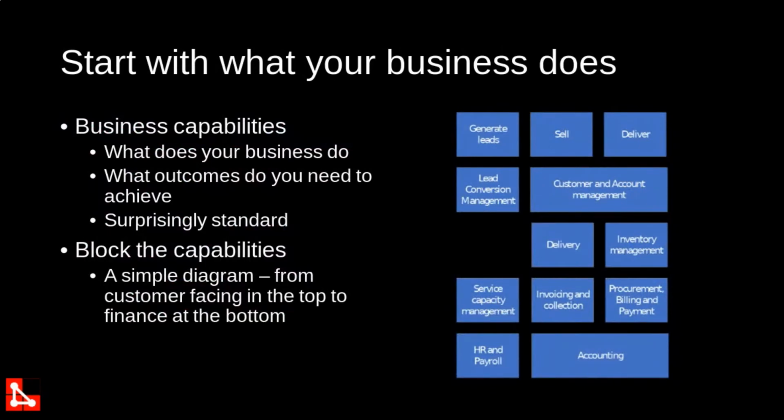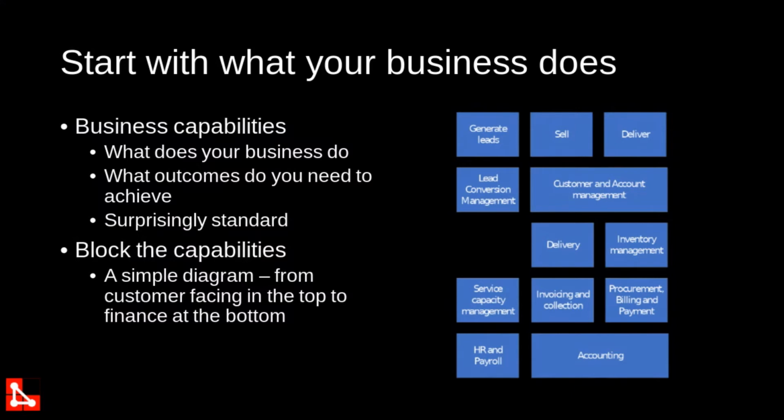The example given here is a very generic example, right? But look at your business. What does your business actually do and what outcome do you want to achieve? And what you'll find is it's surprisingly standard. 80% of the business will have exactly the same capabilities map. Maybe a little bit different between a manufacturer and a service provider because you have different capabilities. But overall, you got something to acquire and generate leads. You're going to sell stuff and you're going to deliver either services or an item.